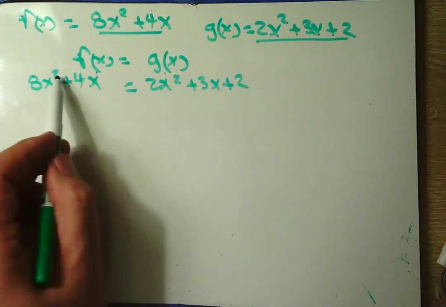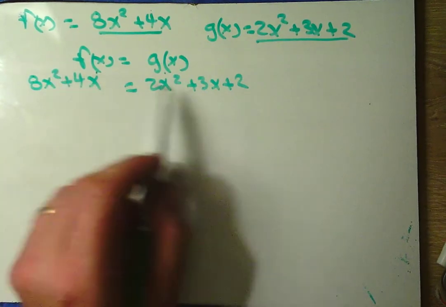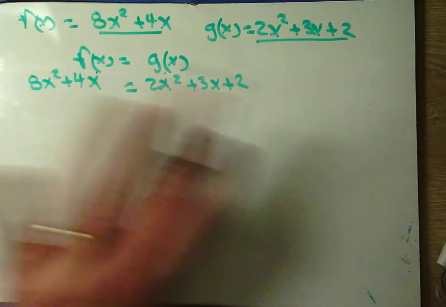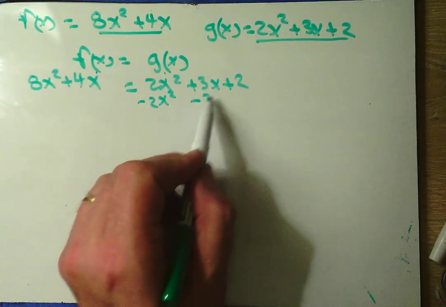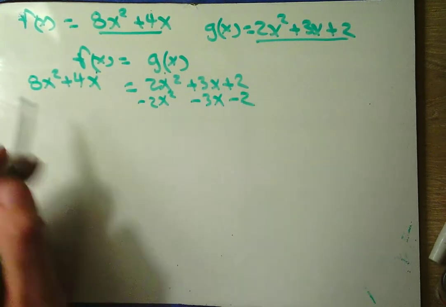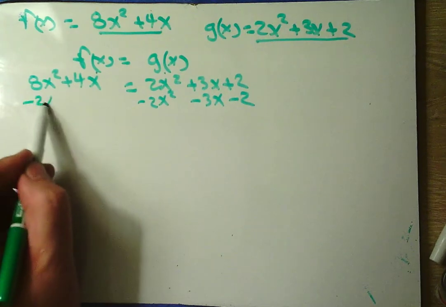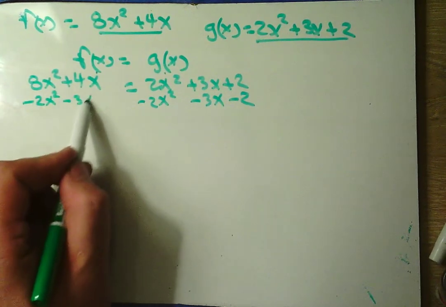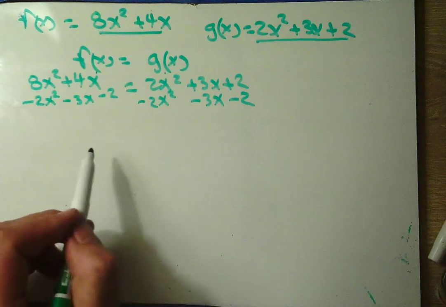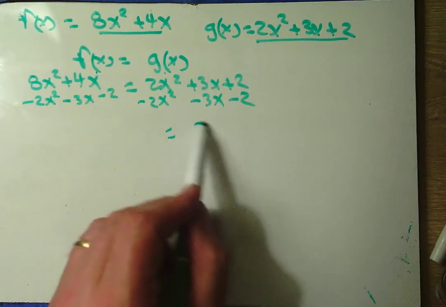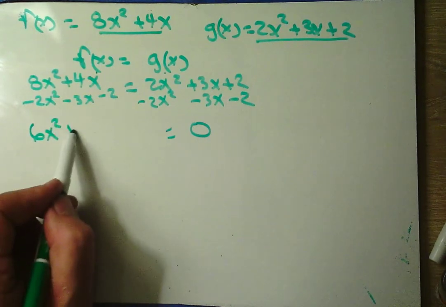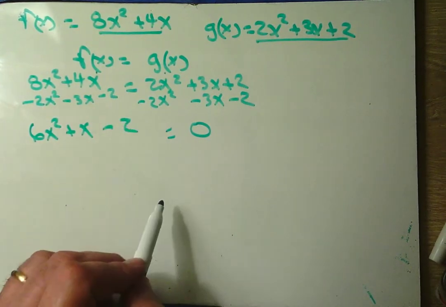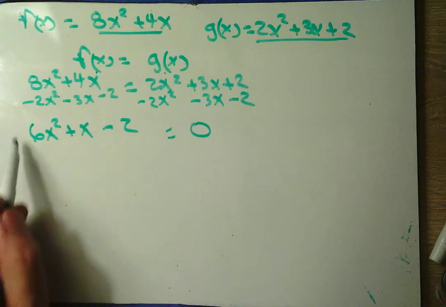Since these are polynomials higher than degree 1, I want to move everything onto one side of the equation. I'm going to subtract 2x squared, I'm going to subtract 3x, I'm going to subtract 2. On the right-hand side, I get 0. On the left-hand side, I have 6x squared plus x minus 2. I need to factor this.